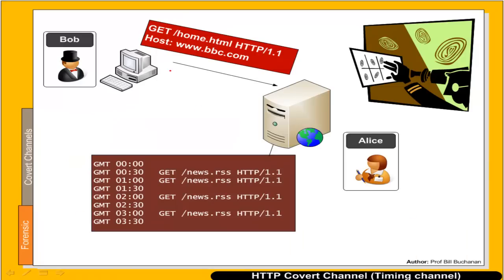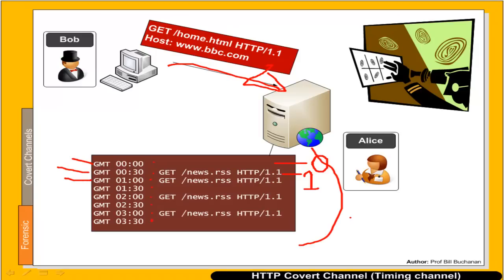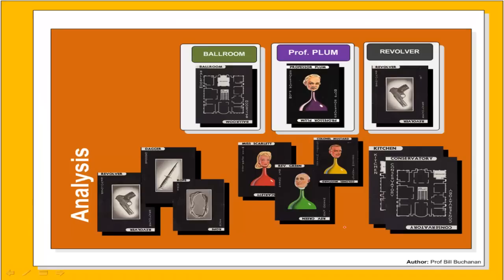Another way that Bob might set up a timing channel is that he accesses a server at a certain time. So we can see here 12 o'clock, half past 12, 1 o'clock and so on. If he accesses it, then it's a 1. If he doesn't, then it's a binary 0. So we can see here the message is 0, 1, 1, 0, 1, 0, 1, 0. And then that again can be built into an ASCII character.